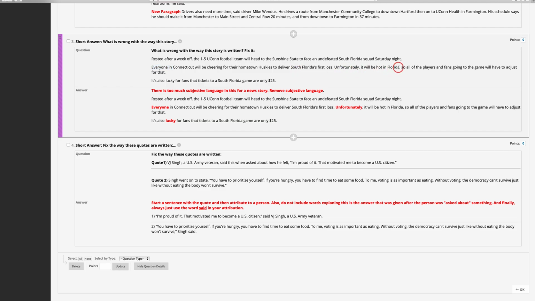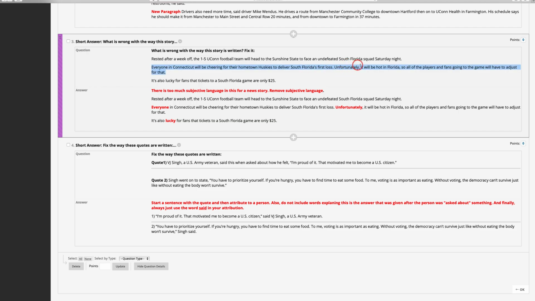Unfortunately, it will be hot in Florida. Even unfortunately is too much subjective language. Maybe some people love it being hot, right? Maybe the players want it to be hot, right? They play the best there. It might be unfortunate for you, you think, but why keep this word in here?